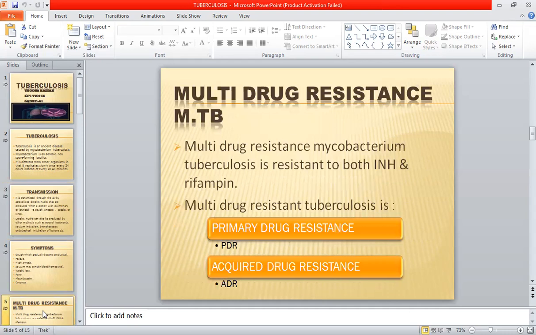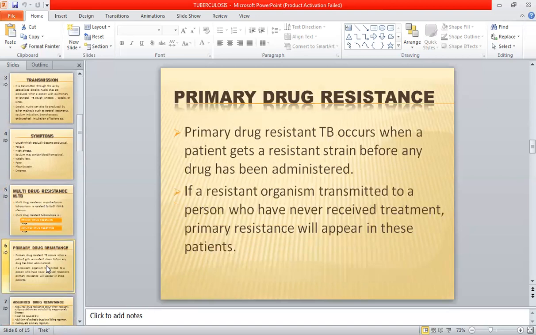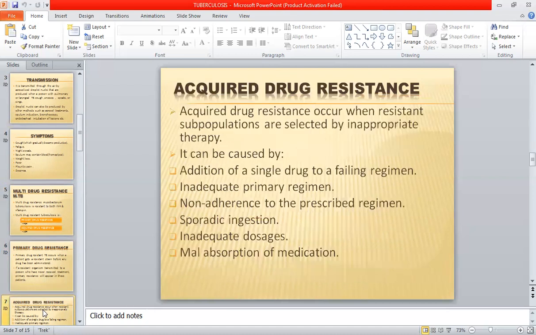If the tuberculosis is multi-drug resistant, it may be primary drug resistance or acquired drug resistance. In multi-drug resistant tuberculosis, Mycobacterium tuberculosis is resistant to isoniazid and rifampicin. Primary drug resistant tuberculosis occurs when a person gets a resistant strain before any drug has been administered, while acquired drug-resistant tuberculosis is caused by addition of a single drug to a failing regimen, non-adherence to the prescribed regimen, inadequate dosage, malabsorption, etc.